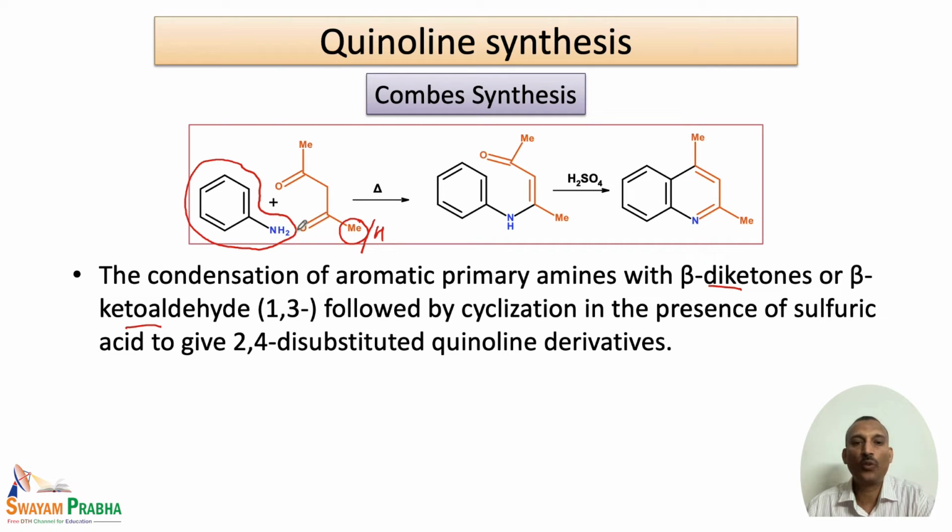These two undergo condensation to give the, this is the ene, this is the amine. So this condensation leads to the formation of an enamine intermediate, and once the enamine intermediate is formed, this can undergo cyclization in the presence of a strong acid to give the 2,4-disubstituted quinoline derivatives.